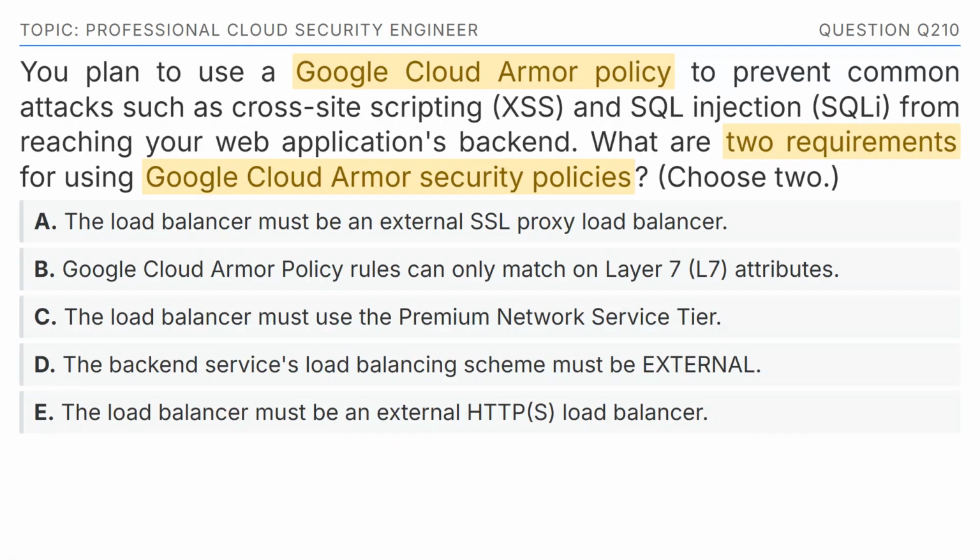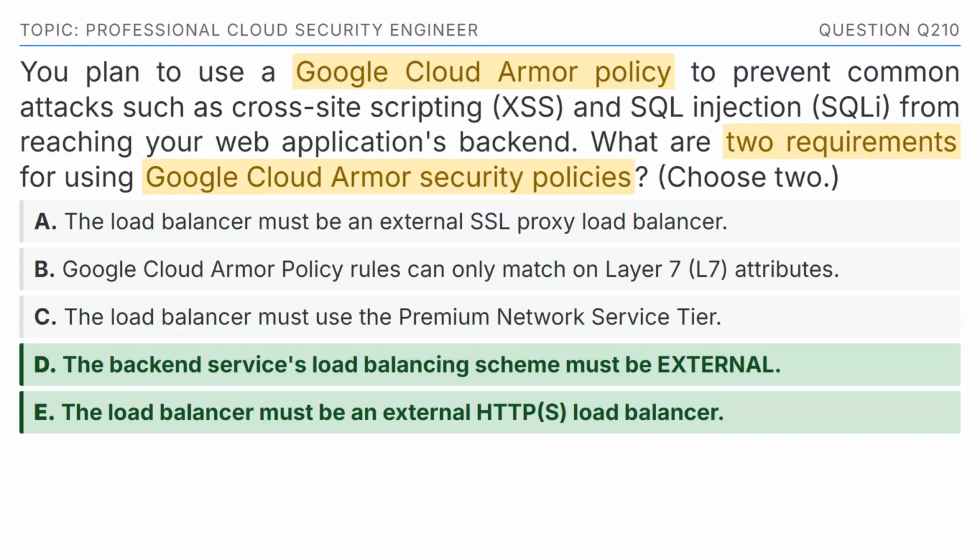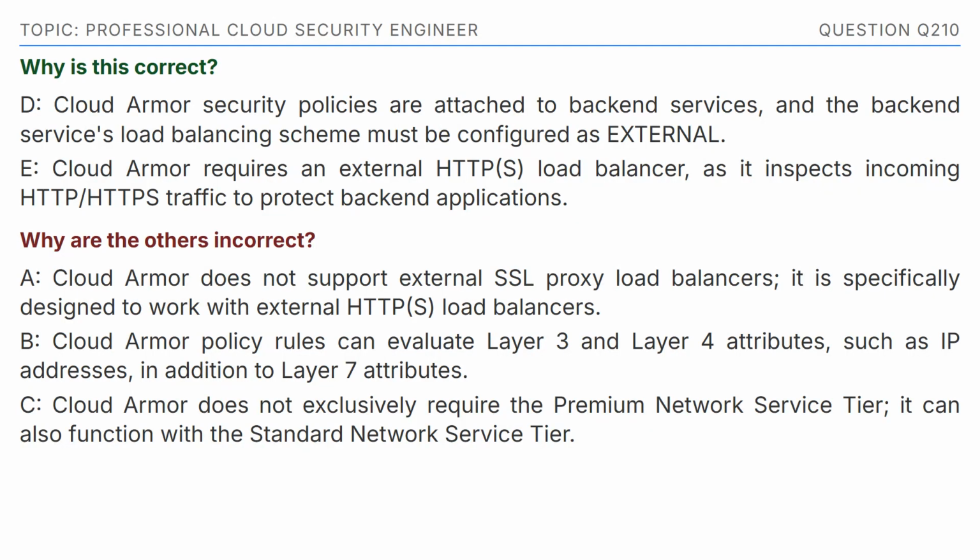To arrive at the correct answer, we focus on the keywords: Google Cloud Armor policy, 2 requirements, Google Cloud Armor security policies. The correct answers are Option D, the backend services load balancing scheme must be external, and Option E, the load balancer must be an external HTTPS load balancer. Why is this correct? D. Cloud Armor security policies are attached to backend services, and the backend services load balancing scheme must be configured as external. E. Cloud Armor requires an external HTTPS load balancer, as it inspects incoming HTTP/HTTPS traffic to protect backend applications.